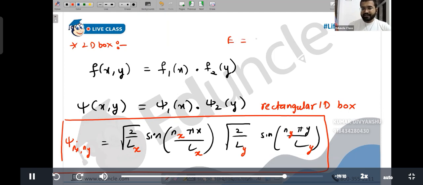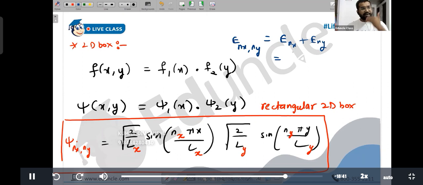And by the way, energy is scalar. So what will be the energy? 1D box or 2D box? Oh sorry, 2D box, absolutely. Rectangular 2D box. Energy is scalar, people. So the total energy, you can write E nx, ny. It will be simply the energy for the x component plus the energy for the y component directly. So this would be what? n square pi square h bar square upon 2 m L square.